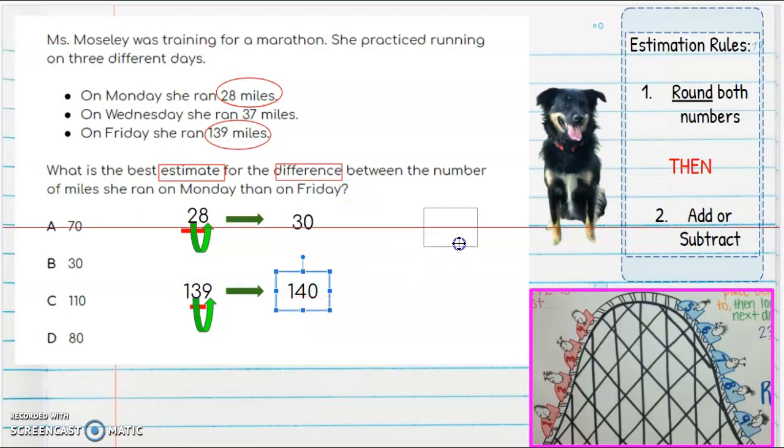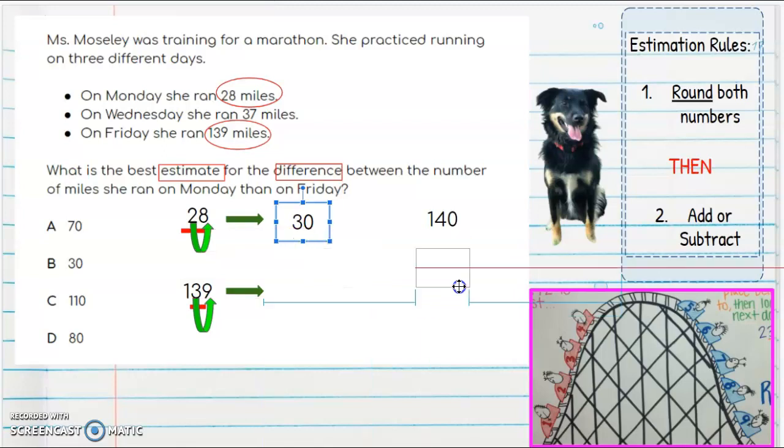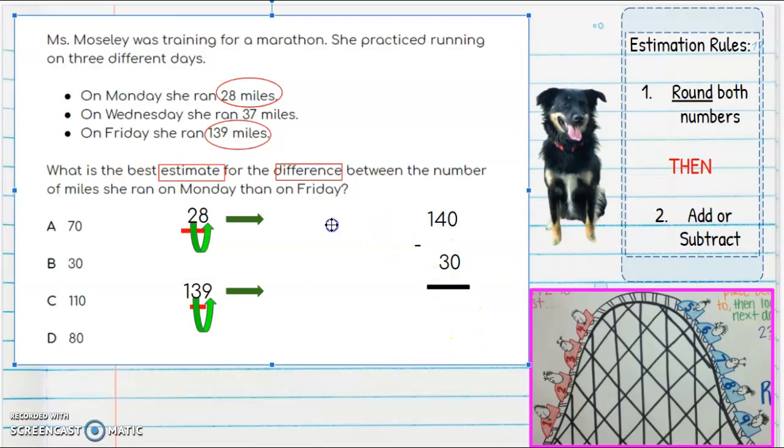Go ahead and stack these. 140 needs to be at the top, minus 30. Make sure you line up the ones place and the tens place. We know that we are subtracting these, so we need our subtraction symbol. So if you do have a piece of paper, go ahead and write this on your piece of paper. 140 minus 30.